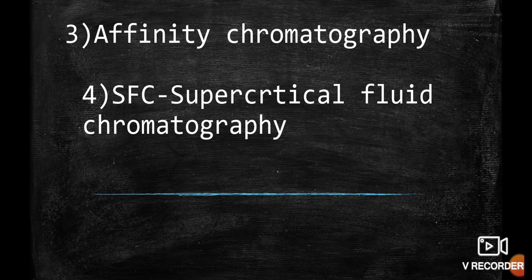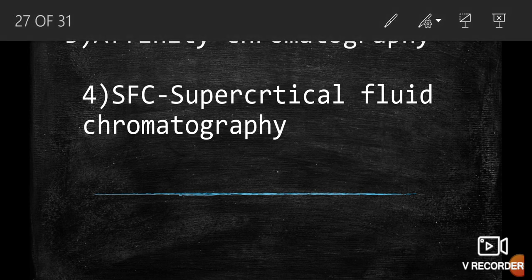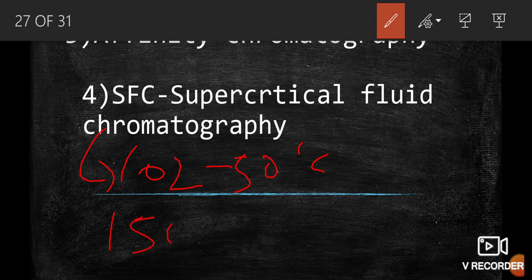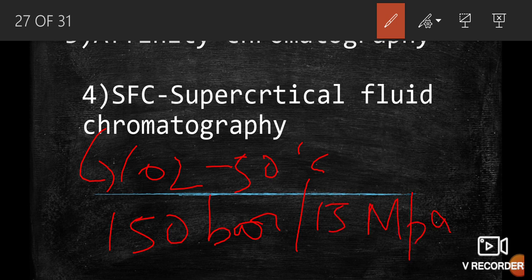So now coming to the next one, that is supercritical fluid chromatography. Here the mobile phase is a fluid which is at a supercritical state. So what do you mean by the supercritical state? For example, if you take carbon dioxide at 50 degrees Celsius and more than 150 bar or 15 MPa, this is referred to as the supercritical state for carbon dioxide.